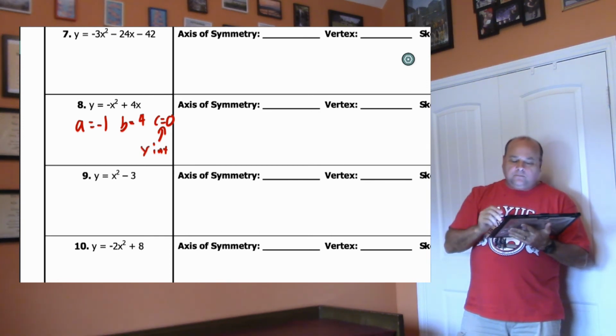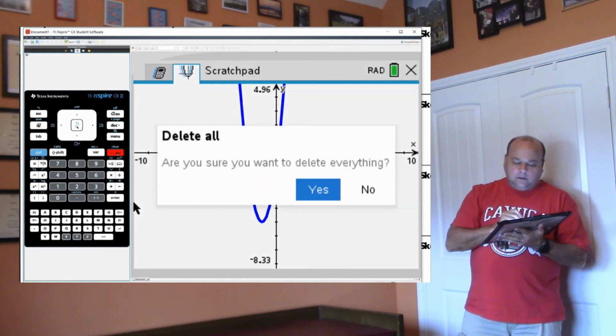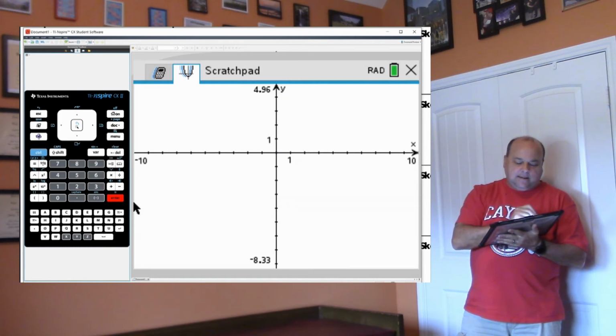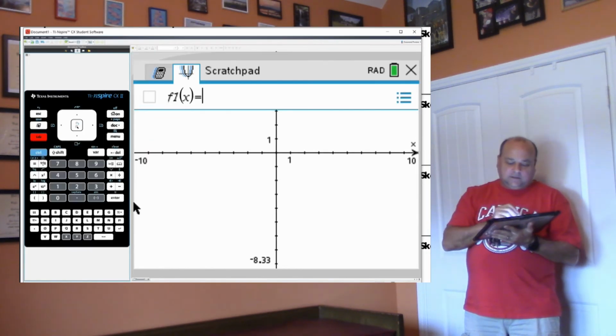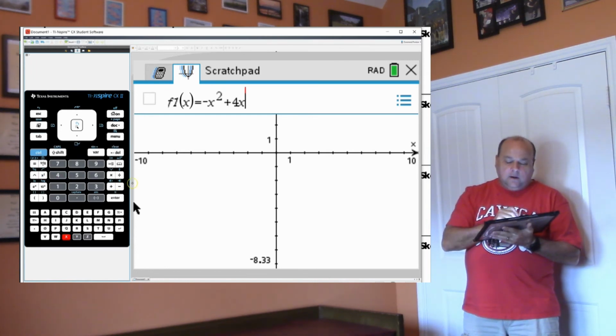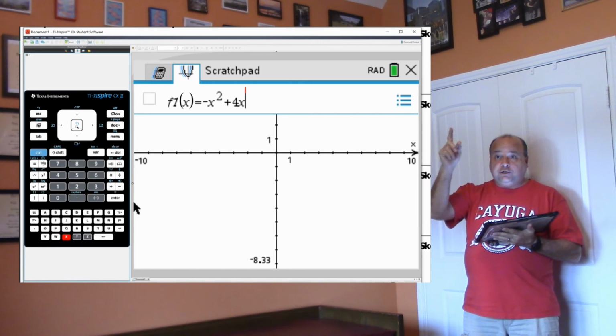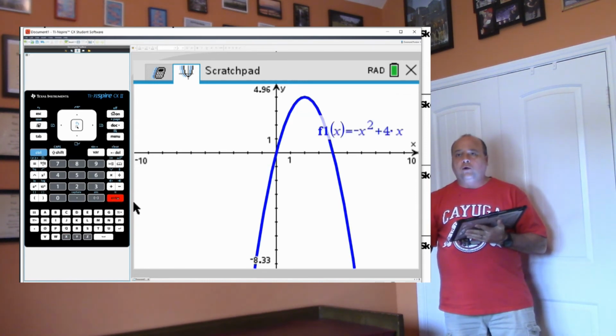So let's graph it. Okay, so we're going to go to the calculator, hit delete, delete, delete. Okay, hit enter, hit tab to graph, and it was -x squared plus 4x. So -x squared plus 4x, hit enter. It should open down, and it should go through the origin. And it opens down, and it goes to the origin, doesn't it?